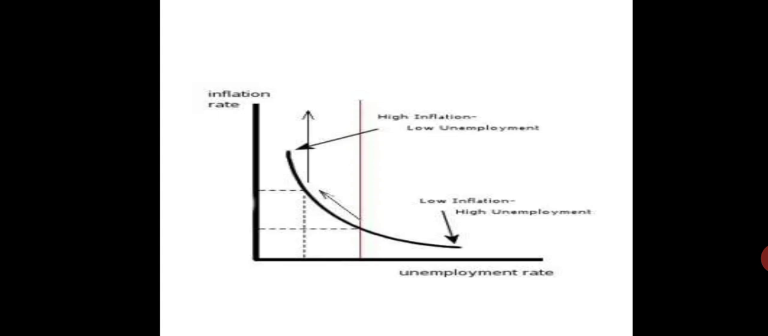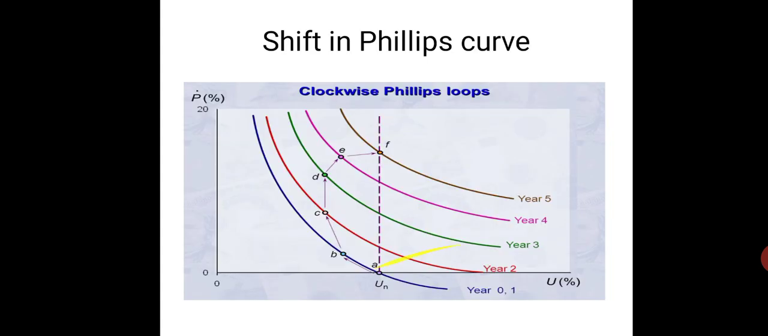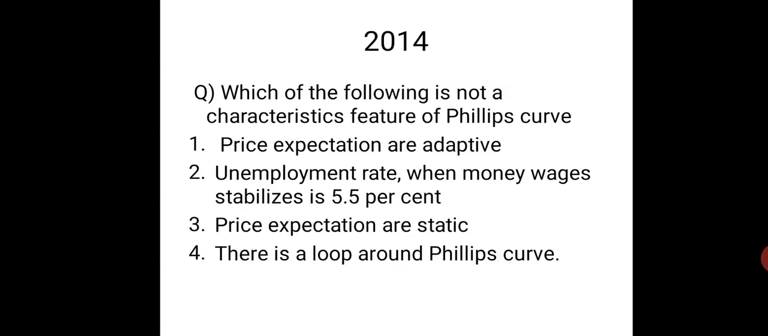The vertical line, which is parallel to the y-axis, shows the natural rate of unemployment, and any effort to reduce the unemployment rate from that natural rate of unemployment will result in an increase in inflation. Okay, this is what the Phillips curve is all about. We will come to this. So the answer has to be 2.